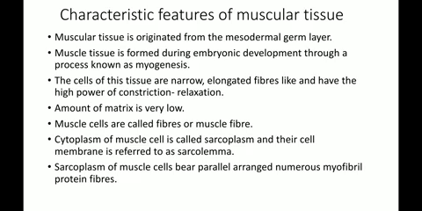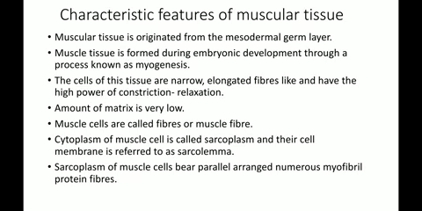Muscle cells or muscle tissue are formed during embryonic development through a process known as myogenesis. What is myogenesis? Myo means muscle and genesis means synthesis. So myogenesis means the synthesis of muscle, or the process of development of muscle. The cells of muscle tissue are narrow, elongated and fiber-like, and have a high power of constriction and relaxation. The amount of matrix is very low.